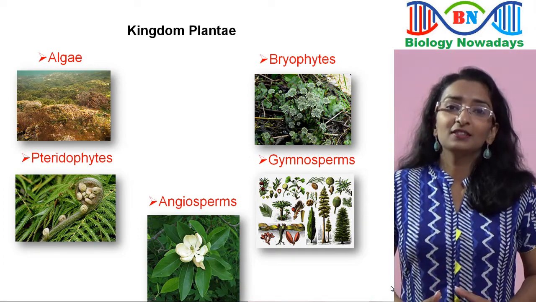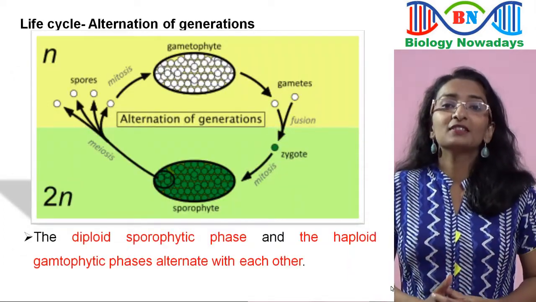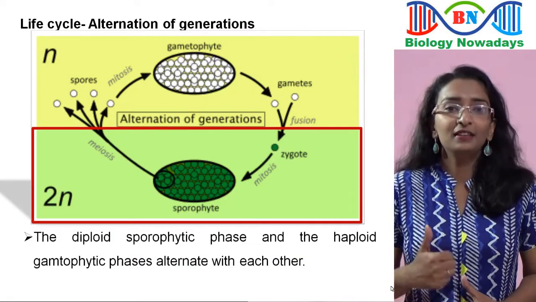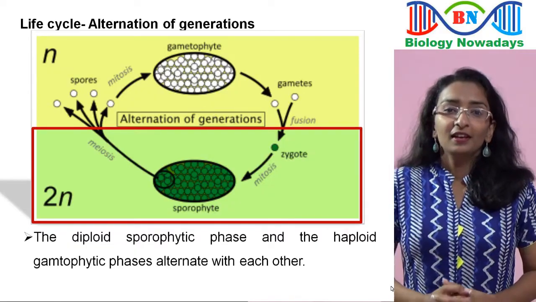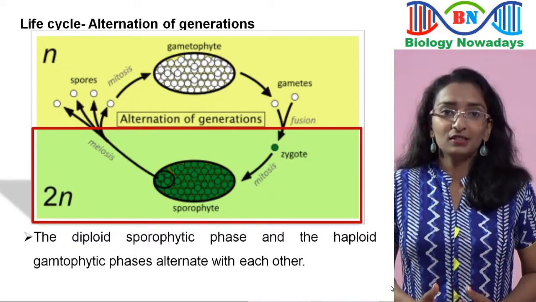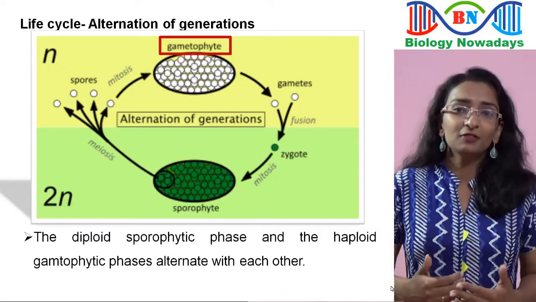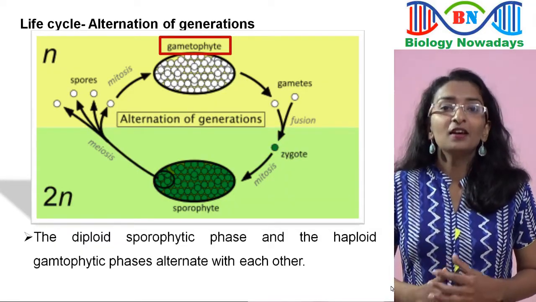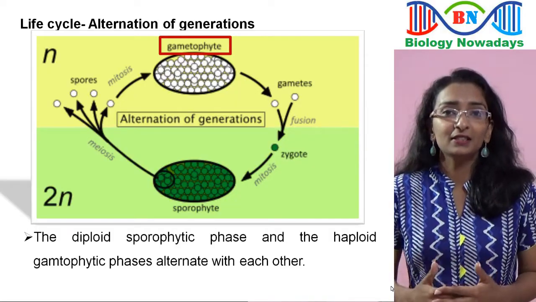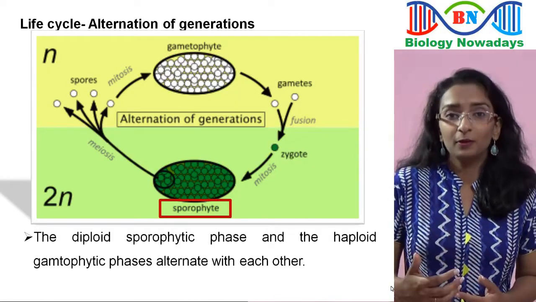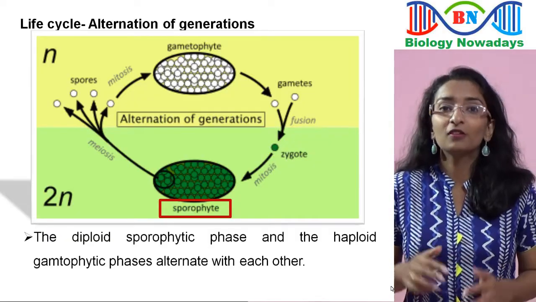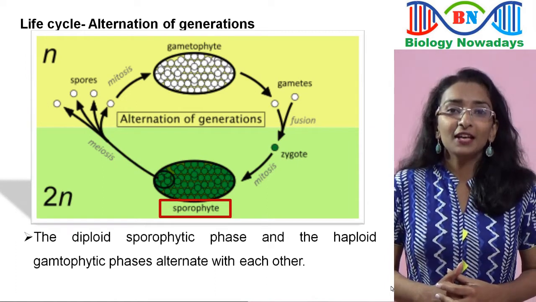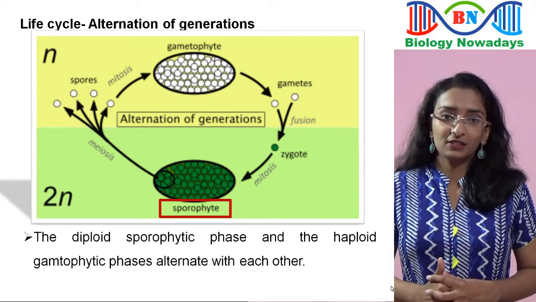The life cycle of plants has two separate phases, a haploid gametophytic and a diploid sporophytic phase. Here, a multicellular gametophyte, which is haploid with one set of chromosomes or half the number of chromosomes, represented by N, alternates with a multicellular sporophyte, which is diploid with two sets of chromosomes or the full set of chromosomes, represented by 2N. Let's see the life cycle of a plant starting with the sporophyte.